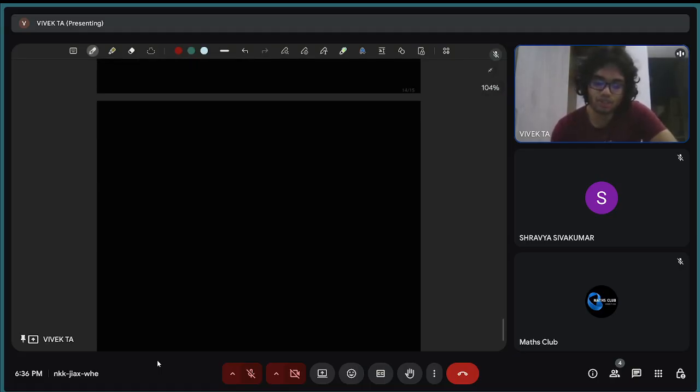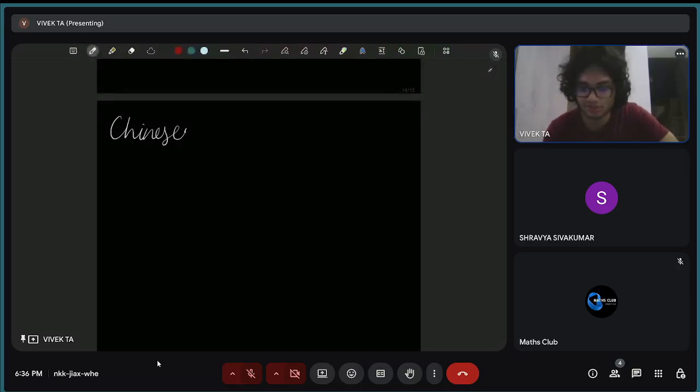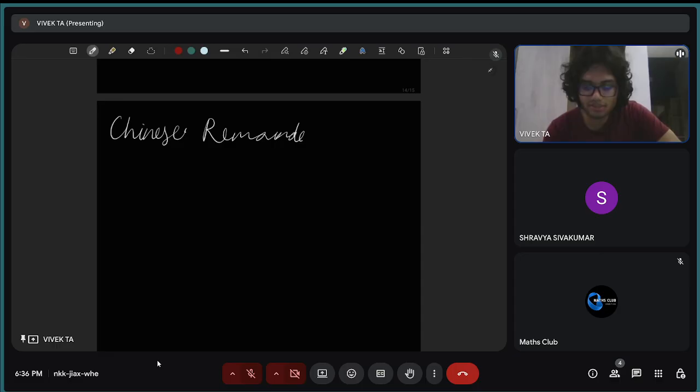So this is what is called the Chinese remainder theorem. Do you know what the Chinese remainder theorem is? I don't think I've written Chinese correctly. Have I written Chinese correctly? I think so. Anyways, do you know what the Chinese remainder theorem is? No.